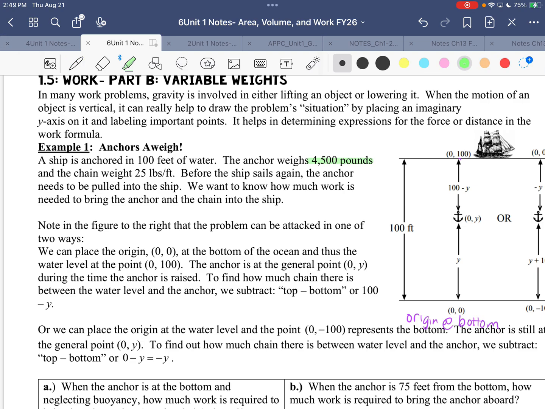And the chain weighs 25 pounds per foot. So the anchor, no matter the depth that we have, will always be 4,500 pounds. So it always has a force of 4,500 pounds. The chain, though, as we pull the chain onto the boat, we'll have less and less chain hanging down. The amount of chain hanging down is what we're actually trying to measure. And then we're trying to figure out the work required to move the anchor onto the boat.